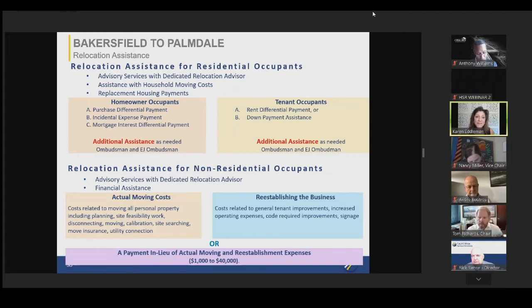And so these are a lot of things that businesses, especially small businesses, maybe have not thought of or heard about initially. And so we really want to spend time investing in them and helping them be successful in their relocation. So the other category of assistance is reestablishment expenses. This isn't related to moving personal property. It's about moving the business. And so this is costs such as increased operating expenses, signage, code required improvements to the new site. And so we help businesses work through that as well.